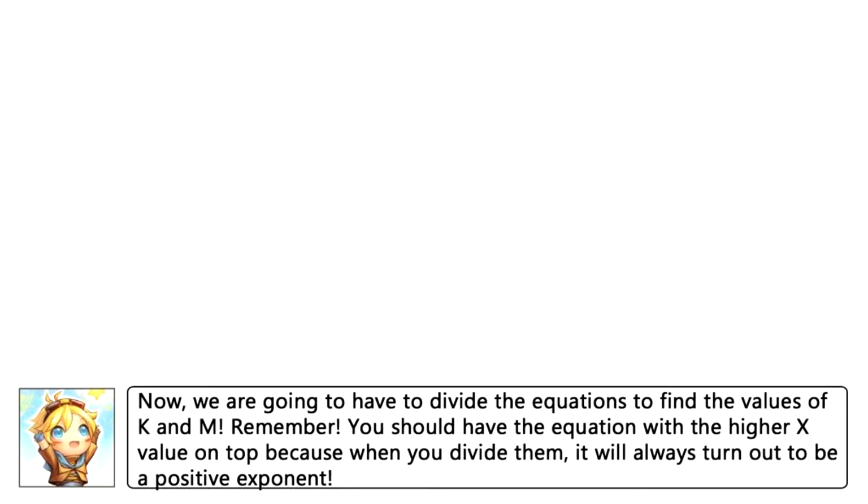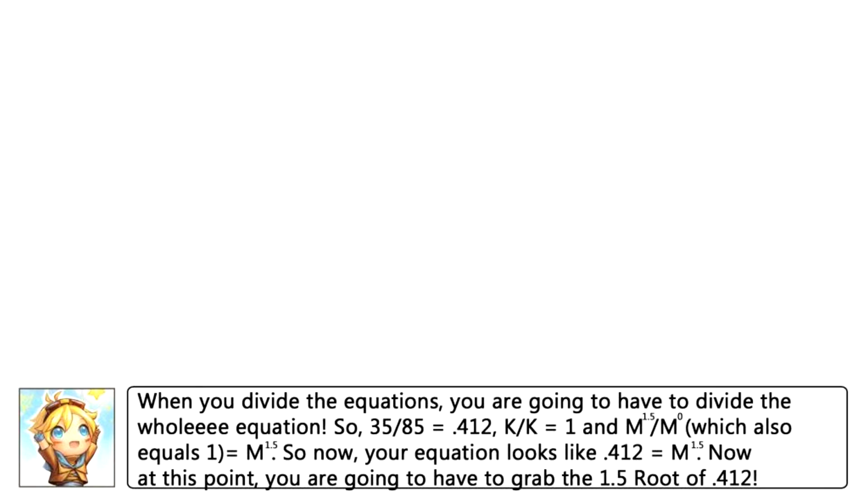Now, we are going to have to divide the equations to find the values of k and m. Remember, you should always have the equation with a higher x value on top because when you divide them, it will always turn out to be a positive exponent. When you divide the equations, you have to divide the whole equation, not just one specific part.